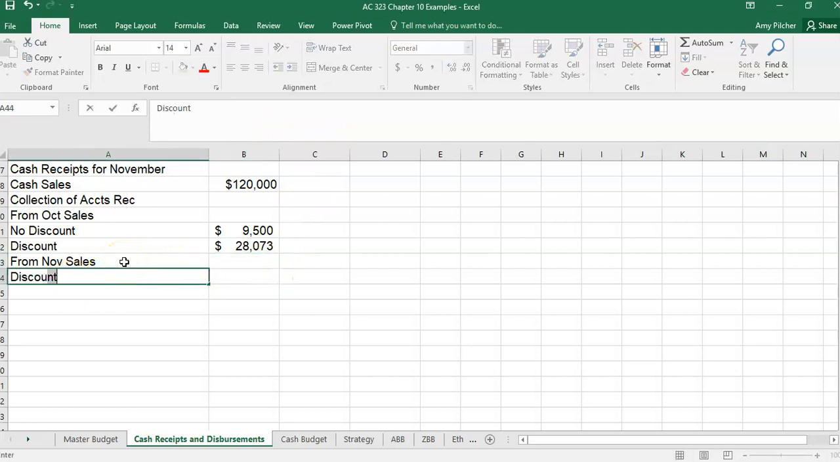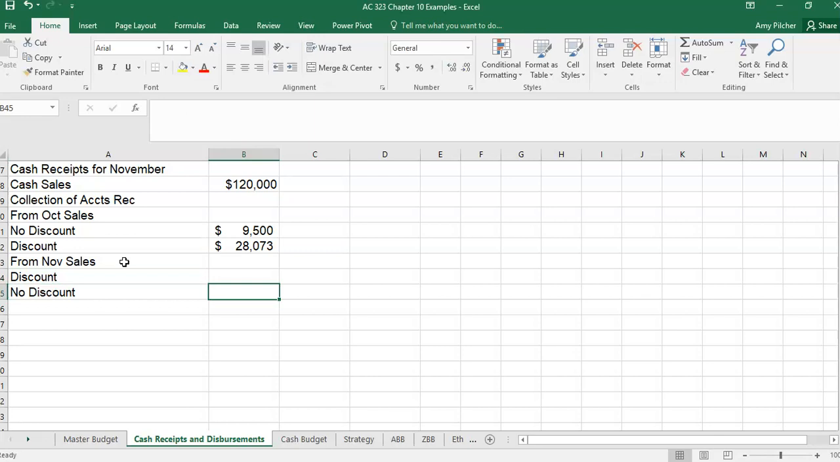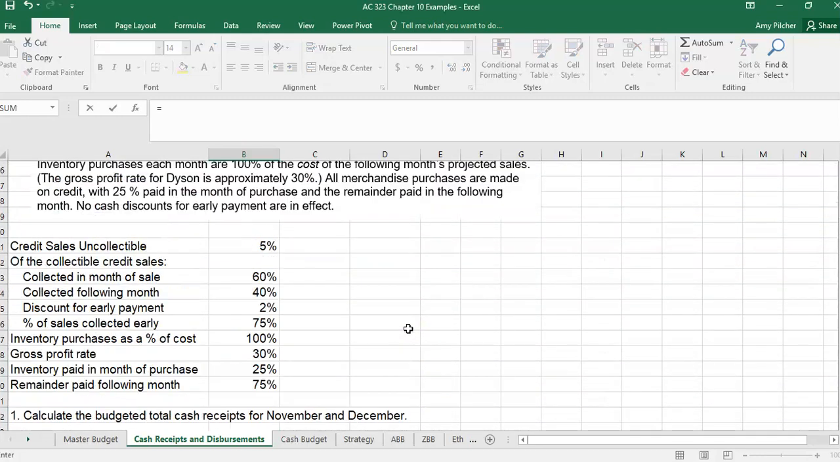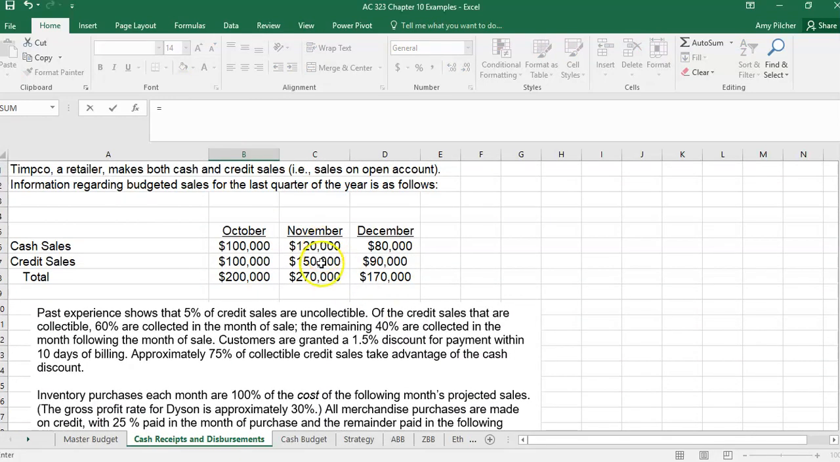Then from November sales, we have the discount and no discount amounts. So let's look at our discount first. So we have credit sales in November of 150,000. Now we're only going to collect 95% of those because 5% are uncollectible. In the month of the sale, we collect 60%, so times 0.6. Then we're going to factor in that discount, 75% of our customers times 0.985.